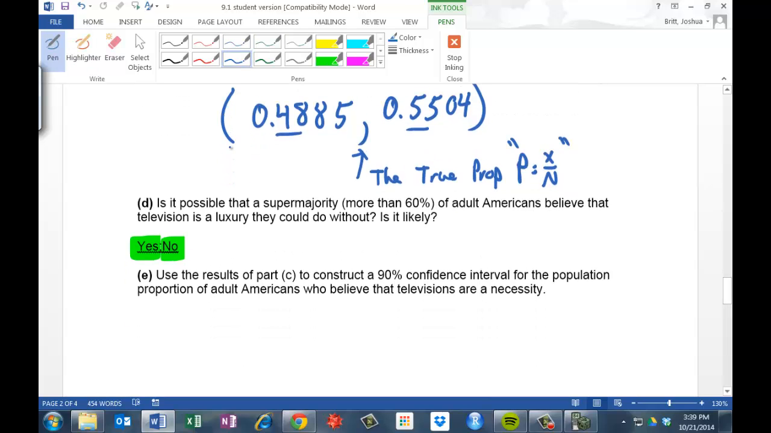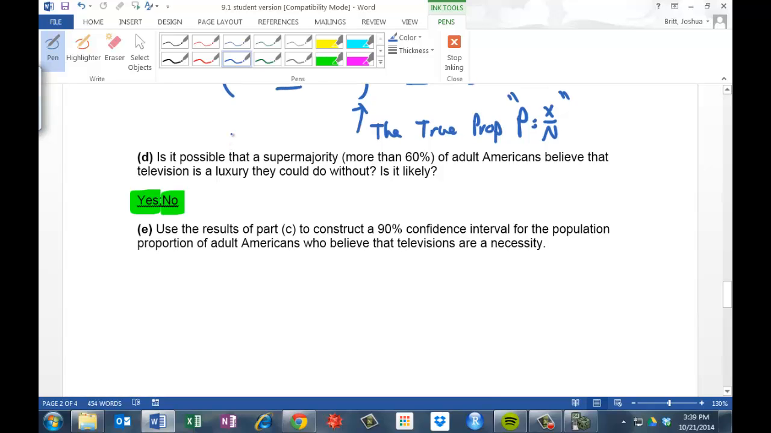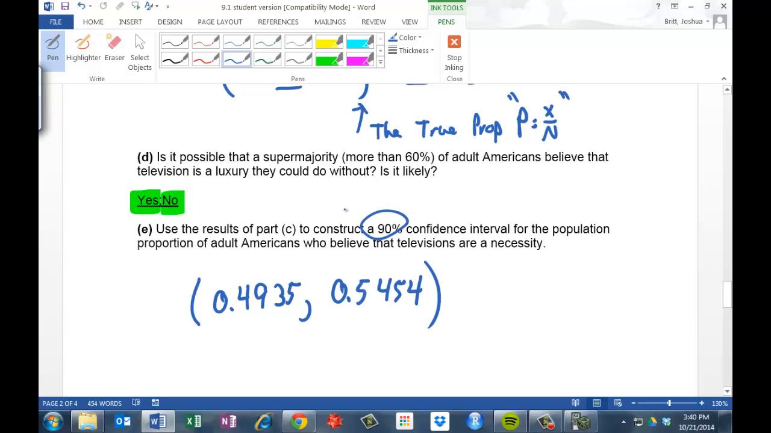Now, so why don't you pause? I want you to pause the video now and see if you can try part E. And I'll be back in a moment. Okay, so hopefully you were able to get the interval. Okay, and the only thing again that changed was the confidence. You went from 95 to 90.